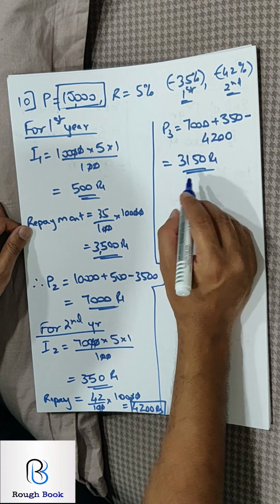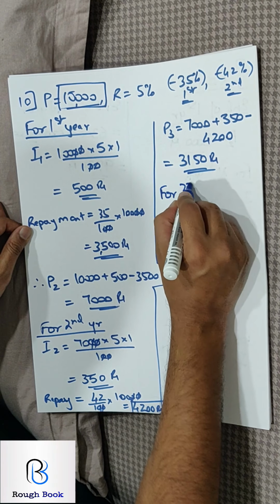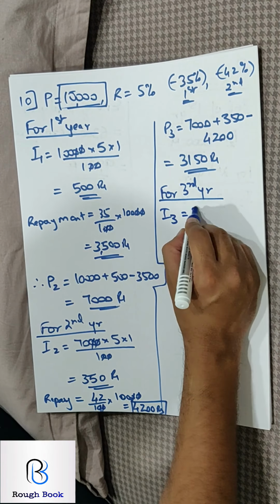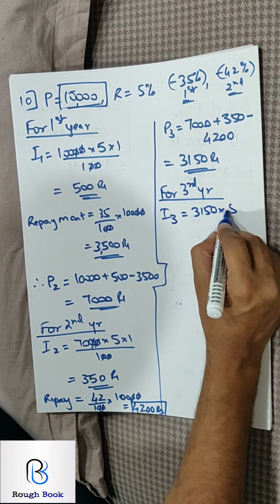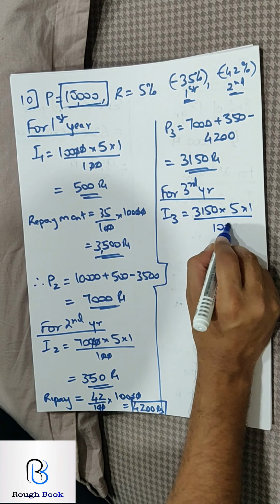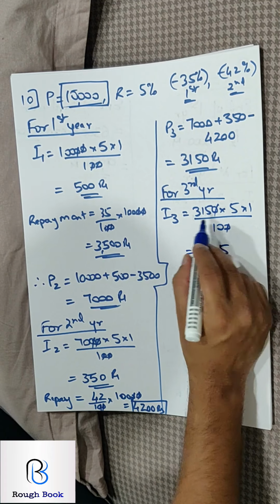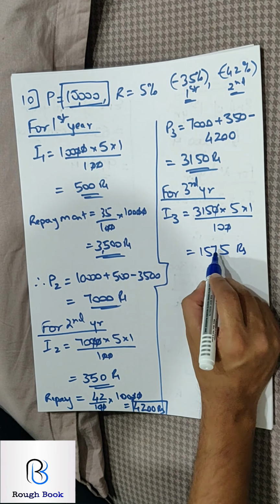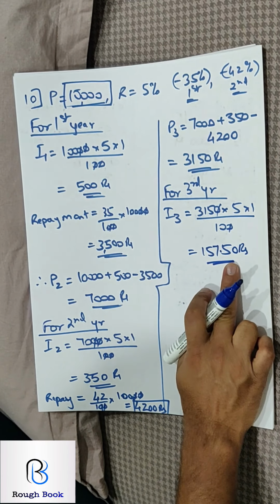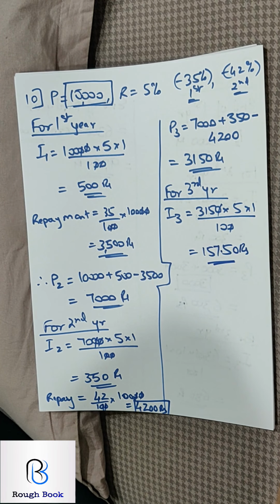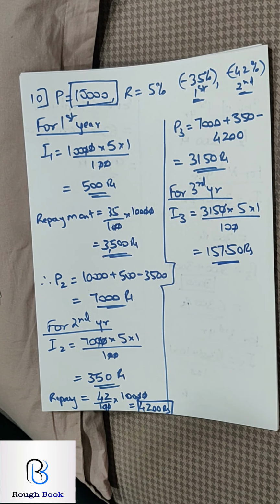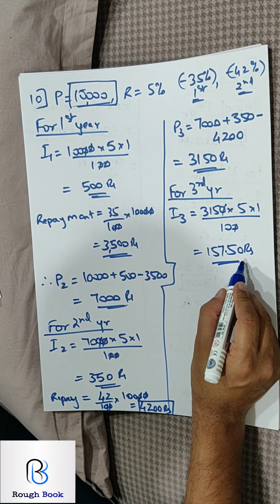Correct. Now for the third year, calculate the interest for the third year. That should be 3,150 at 5%. So 5 5s are 25. 5 plus 2 is 7. 5 3s are 15. One decimal and 0. Always remember, no rupees should be one decimal place. All rupees are going to be two decimal places. Okay. So I get 157.50.